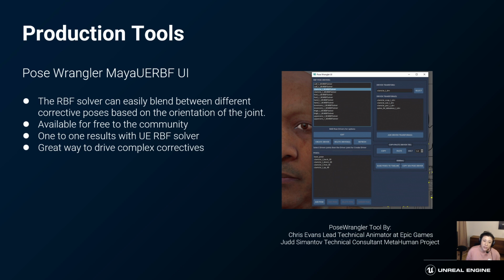These are examples of the production tools we developed and I believe could be useful for any production. We have the Pose Wrangler, a Maya Unreal Engine RBF user interface, which allowed us to create the RBF poses in Maya, and it is also one-to-one with what we have in engine. This tool is available for free for the community. We distribute the Maya Unreal Engine plugin also through Quixel Bridge, and you can find it on Chris Evans, our lead technical animator, repository on Git, and also thanks to Jad Simentov for contributing to this great tool.